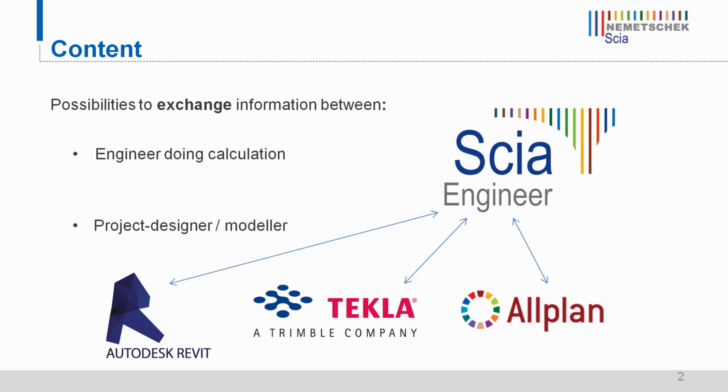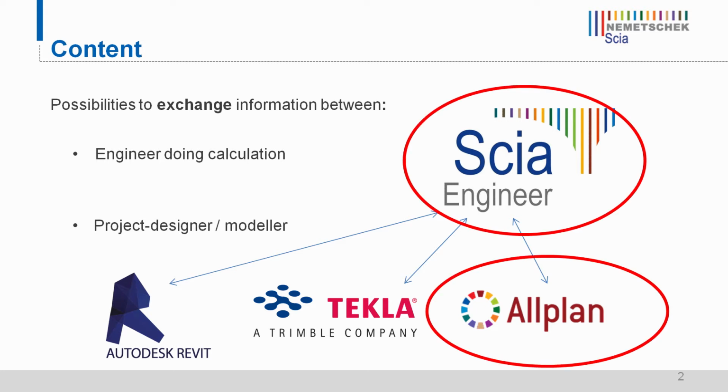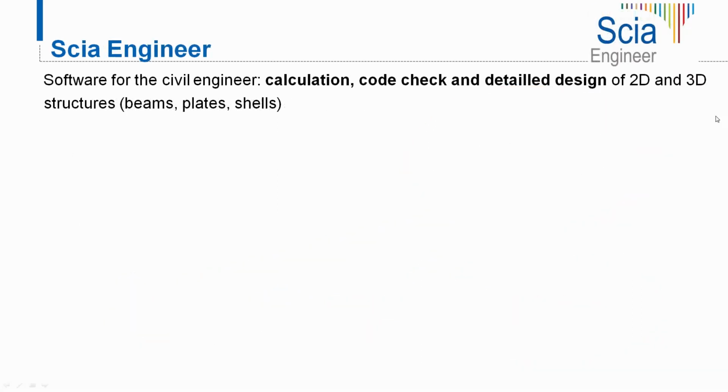And in these different software tools that we will treat, two of these are part of the Scia company. Those are Allplan and Scia Engineer. So first we will start with a short presentation of these two. Scia Engineer is software for the civil engineer.